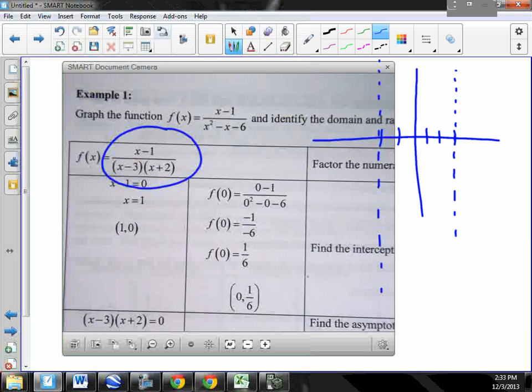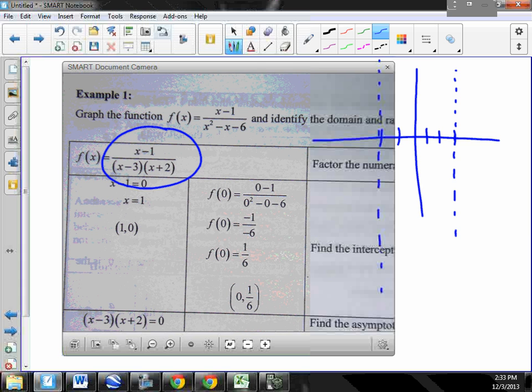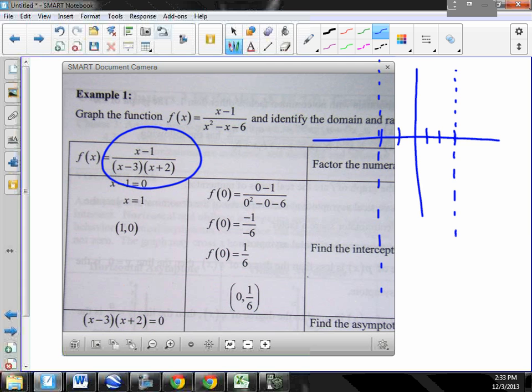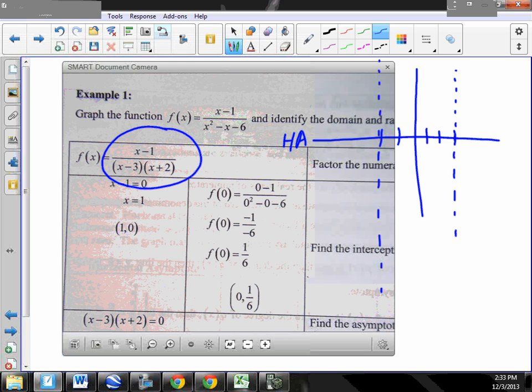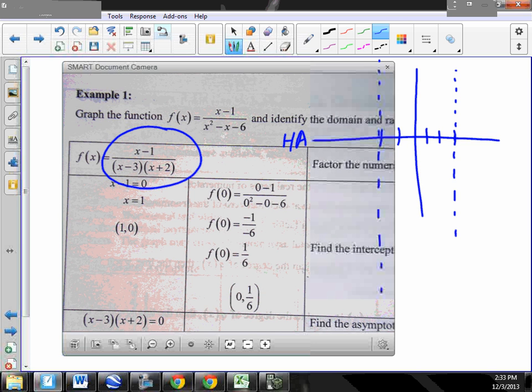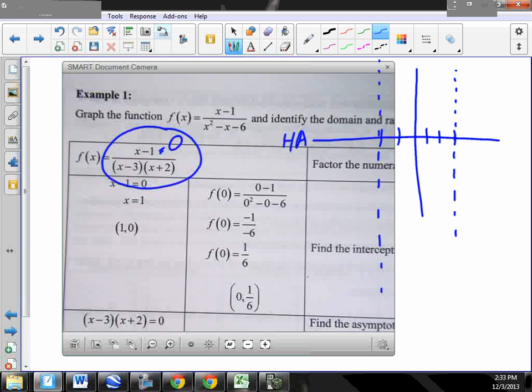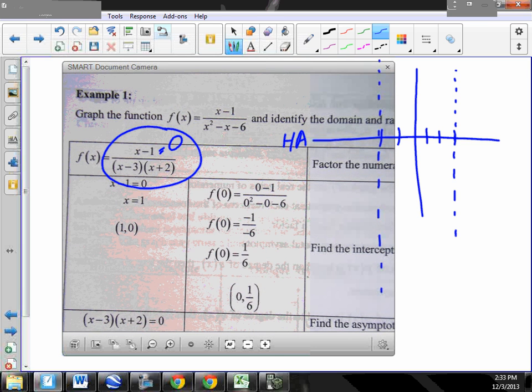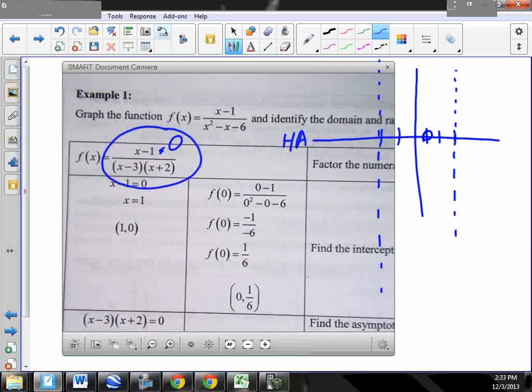At 0, because the bottom is bigger than the top, so my HA is right here. Okay? Now, the domain is all real numbers except -2 and 3. The range is all real numbers except 0. And if I set the top equal to 0, I get a root. What's my root? 1. So it touches the axis right here.